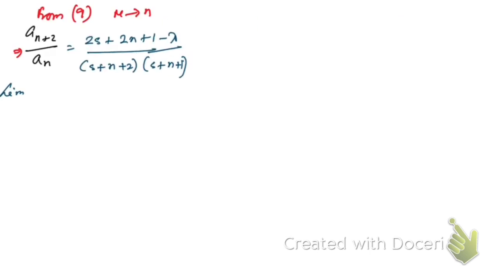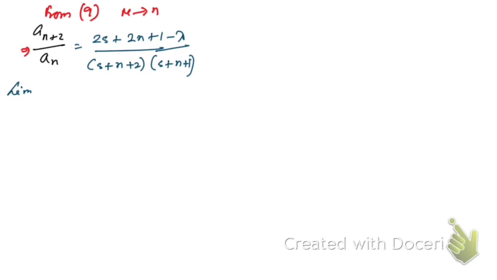So here are the steps we have got. So if you take the limit n tends to infinity of a n plus 2 by a n, if n tends to infinity, that means n is much greater than s, right? You can consider it that way. So in that case, we can ignore the other terms. We can simply write 2n by n into n, that is n square, and that's going to be 2 by n. Okay, that's going to be 2 by n.